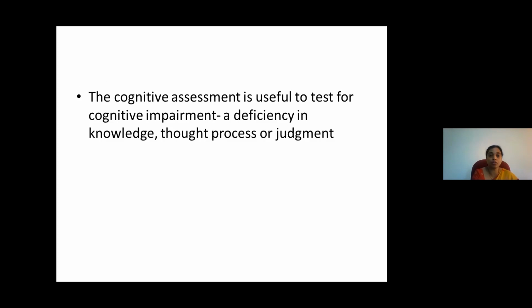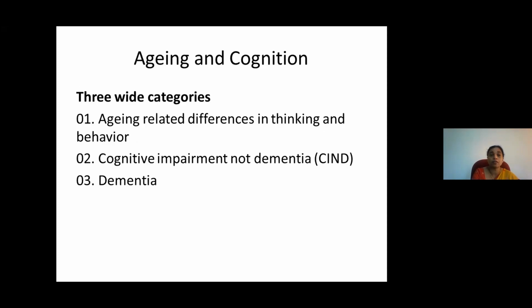So we all know that cognitive assessment is useful to test for cognitive impairment. The main three areas we are concerned with are the deficiency of their knowledge, thought process, and judgment. So we concentrate on these three areas when we do a coherent cognitive assessment. Aging and cognition have a very close relationship. We all know that. There are three wide categories in their cognition.